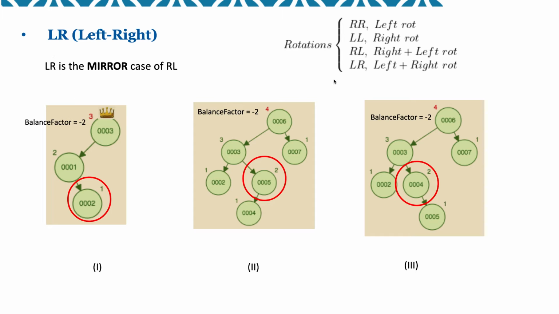Okay, so the last situation we could talk about is the left-right situation. The left-right situation is a very mirror case of RL. So in this situation, the balance factor for this node is -2. For this one is -2 as well. For this one is -2 as well. It's because of the left and the right children. So just the same as I mentioned before, in this case it's quite easy to handle.